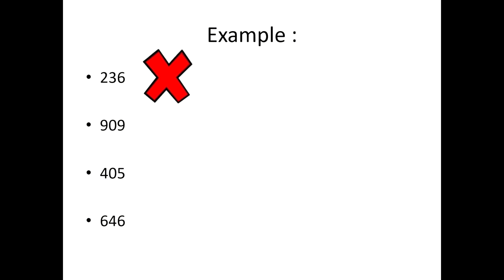Okay, next, 909. 9 plus 9 equals 18, so that is a multiple of 9, so it is divisible by 9. Next, 405. If you add 4 plus 5, it equals 9, and that means it is divisible by 9.